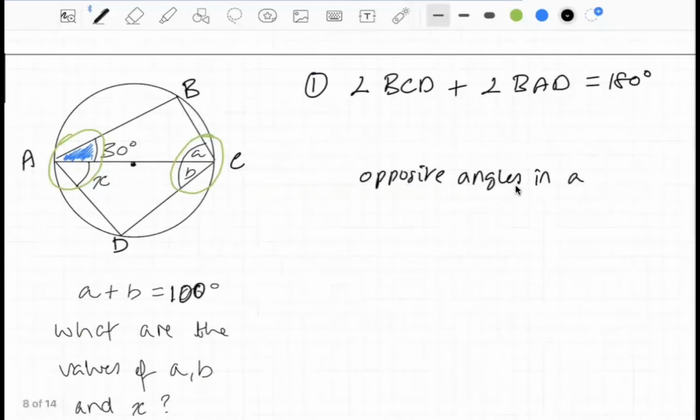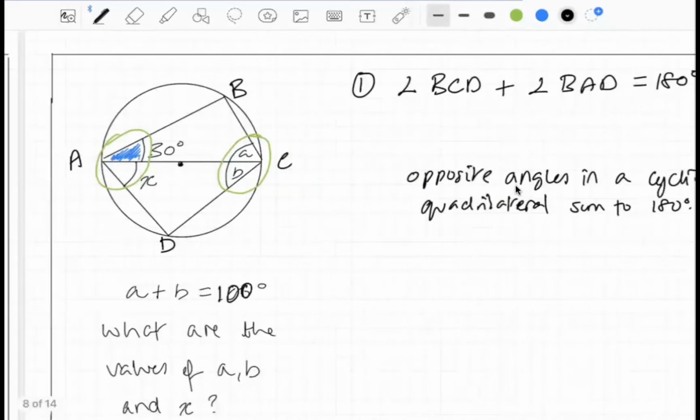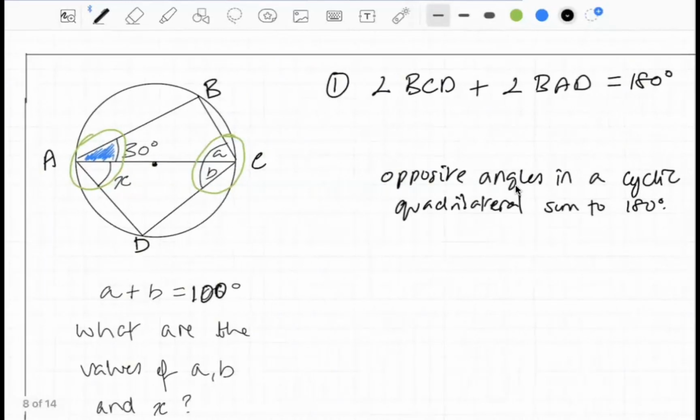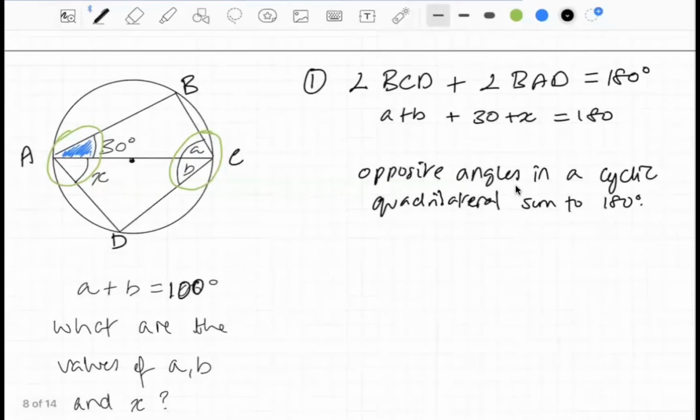Opposite angles in a cyclic quadrilateral sum to 180. So, therefore, angle BCD, which is A plus B, plus angle BAD, which is 30 plus x, is going to be equal to 180.